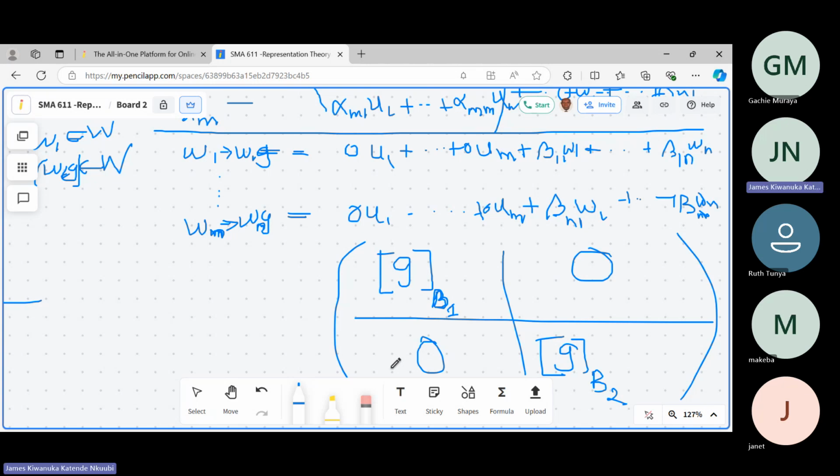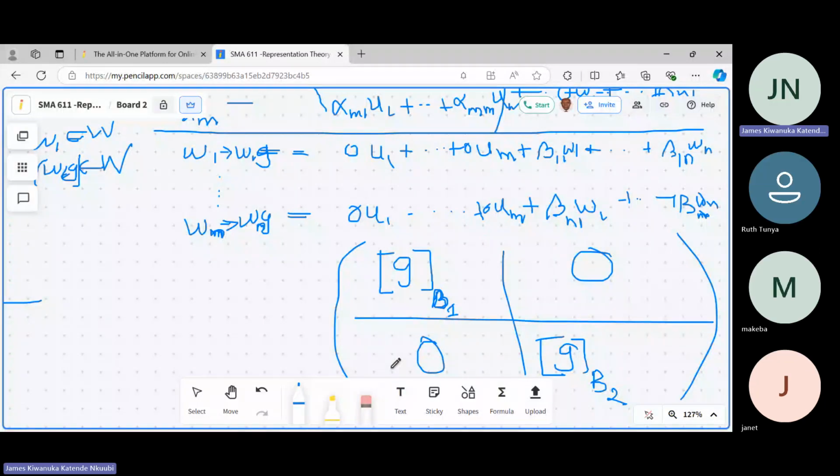Is that okay? Any questions on this? This one requires your full attention. You really must sit down and burn the midnight oil. There's no shortcut for this one. It's not a very straightforward thing. For you to master it, you have to give it your attention.